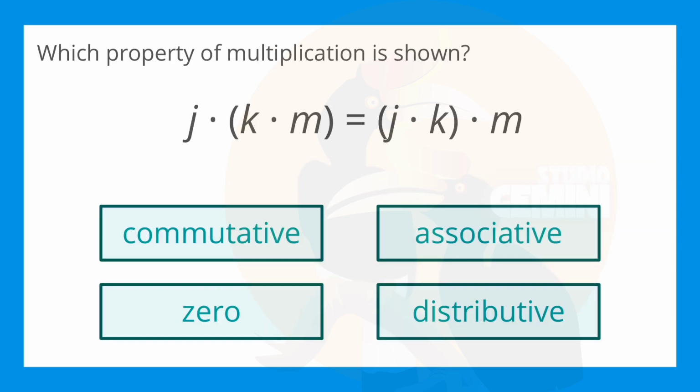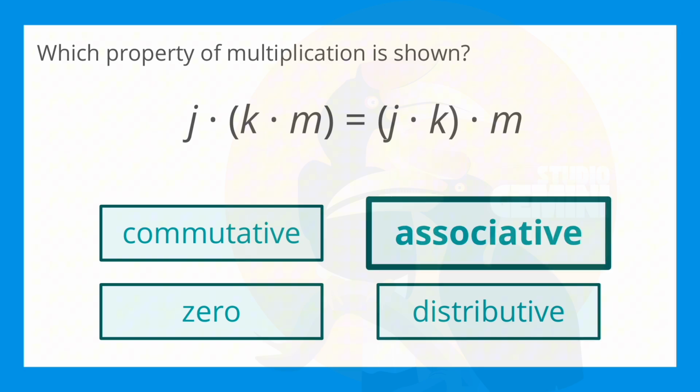Here's another example. Which property of multiplication is shown? So what are we seeing here? We have 3 variables being multiplied. On one side of the equal sign, the k is grouped with the m in parentheses. On the other side, the k is grouped with the j. What property allows us to regroup factors in parentheses and still get the same product? That's right, the associative property.